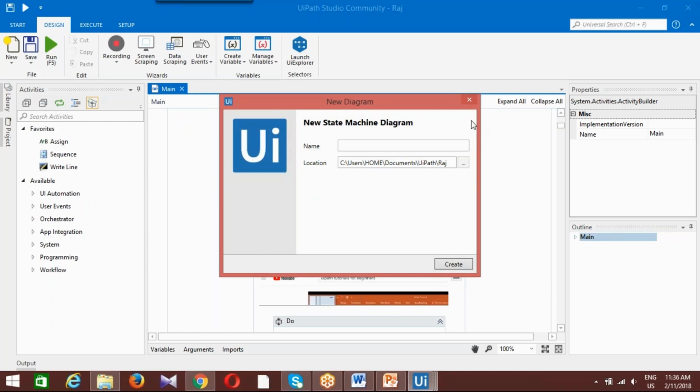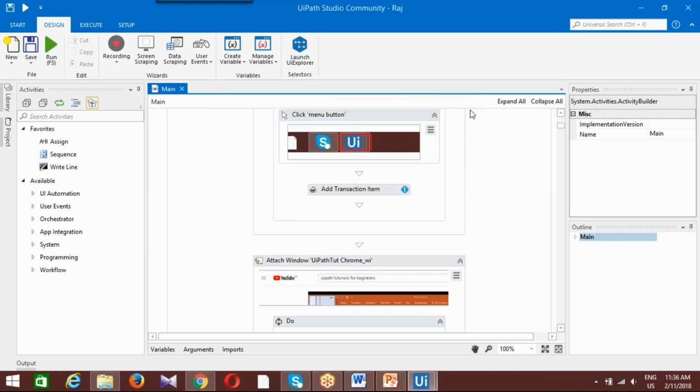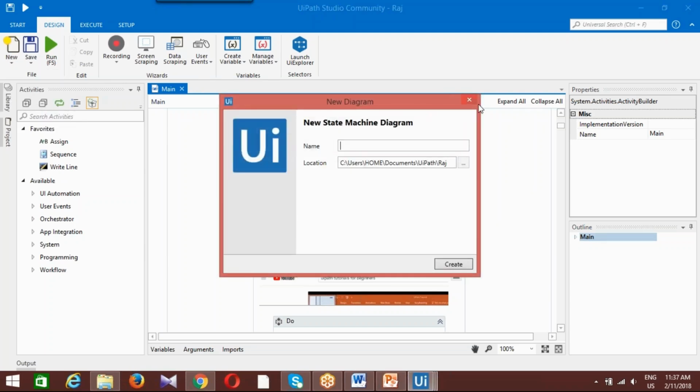UiPath Studio can be used not only by developers, it can be used by business analysts as well. For example, if you want to prepare some flowcharts, or some sequence diagrams, or some state machine diagrams, all of that can be done using this.